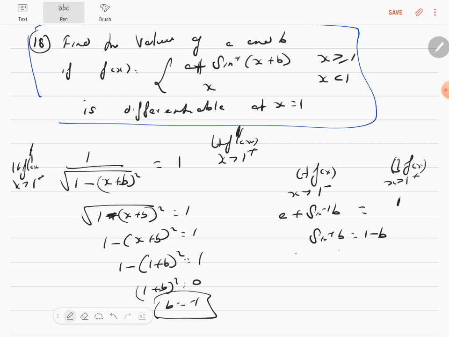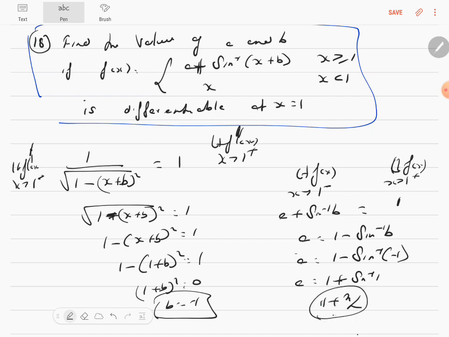Okay, a plus sine 1 minus a, or a, what you want is a, so let's write what is a. A is equal to 1 minus sine inverse of b, and b itself is minus 1. Sine inverse of minus 1 is negative argument plus sine inverse of 1, so it will be 1 plus pi by 2. So thus you can get the value of a and b.